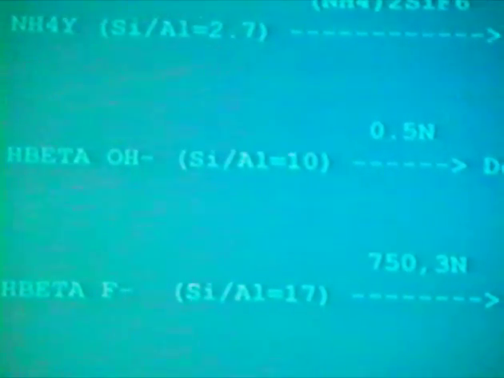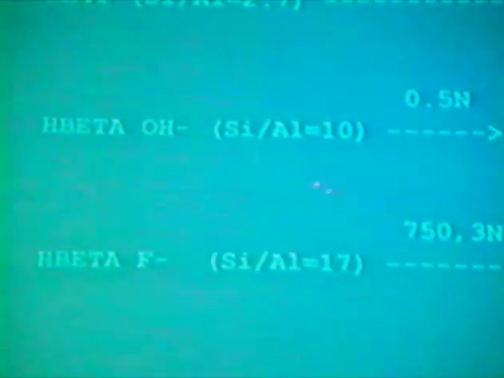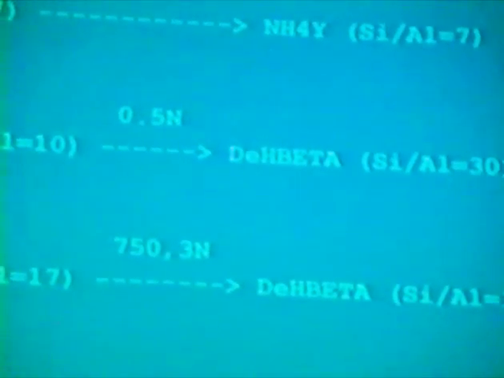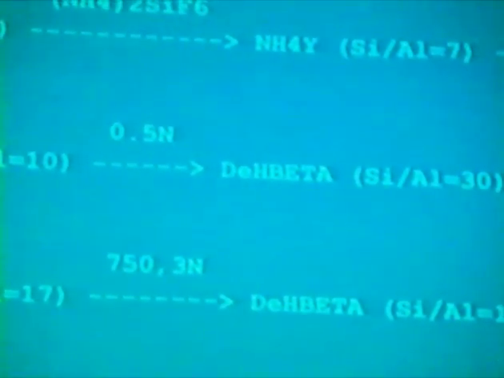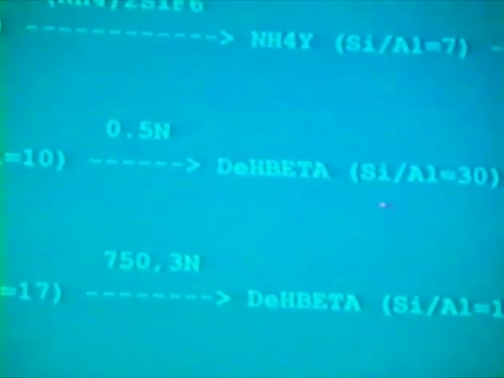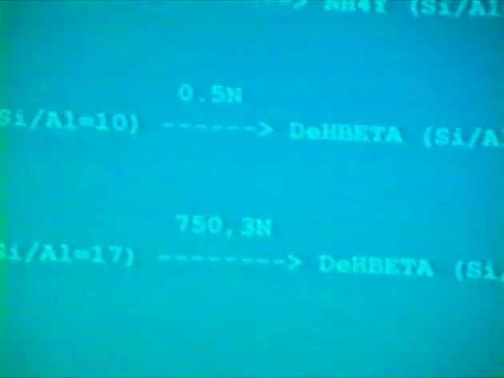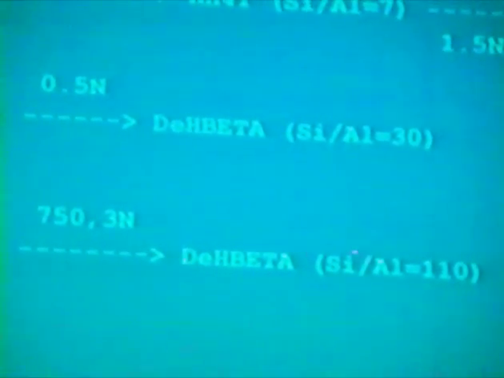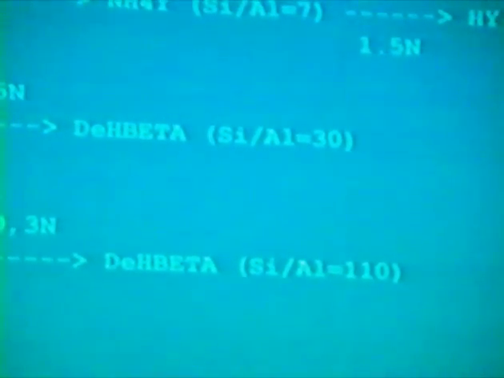Beta zeolite synthesized in alkaline medium and synthesized in fluorine medium, which is a new medium to synthesize zeolite developed by Jean-Louis Guth and his team at Mulhouse in France, have been submitted to two different dealumination treatments, one using a direct acid etching treatment, leading to dealuminated beta with a total silicon to aluminum ratio close to 30. In the second case, the treatment which has been used is similar to this one, and this leads to a dealuminated material with total silicon to aluminum ratio close to 110.